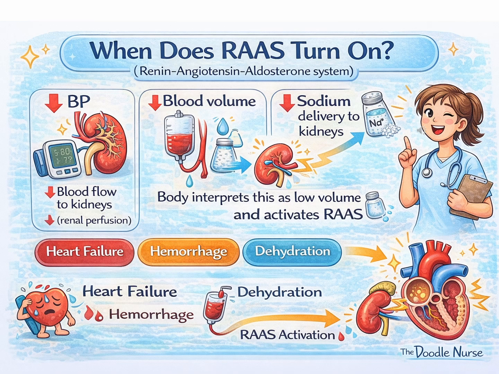RAAS activates when blood pressure drops, or when blood volume is low, or when the kidney senses low salt. This can happen with dehydration, bleeding, or heart failure. The kidneys basically think we don't have enough circulating volume, and so they trigger the RAAS to compensate.